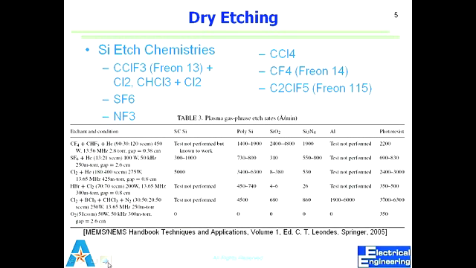Do we all understand the point? Yes. So what can I do to still etch 5000 angstrom of silicon while I have 300 angstrom of silicon dioxide?